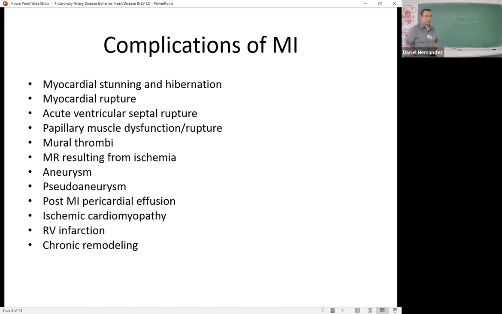Patients can also enter into ischemic cardiomyopathy. Also remember that you can potentially see RV infarct, so it may not just be an issue with the left ventricle. The patients could have RV infarct, and then look for chronic remodeling of that heart, so chronic shape changes to that heart.